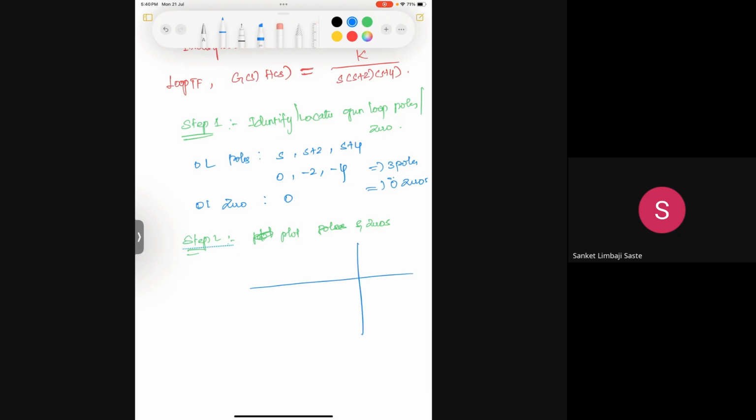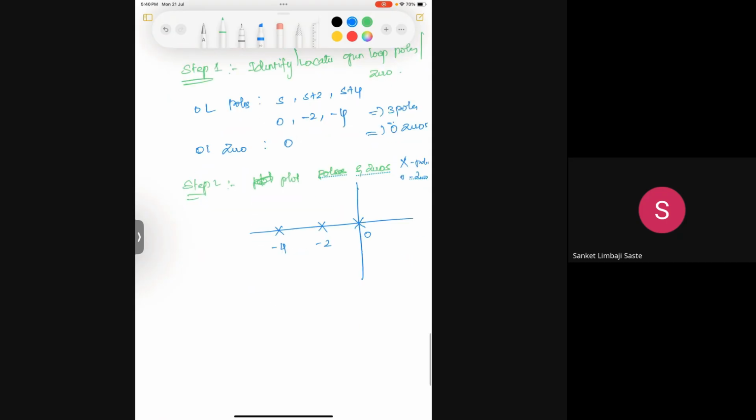So for our system, you know how to plot poles and zeros, right? We use x to represent poles always and a circle to represent zeros. Even in MATLAB, we use this. So one pole lies at 0, another pole lies at -2, another pole lies at -4. There is no zero, so we are not marking any zeros or circle symbol here, right? This is our pole-zero plot. So far, so good, simple, right?